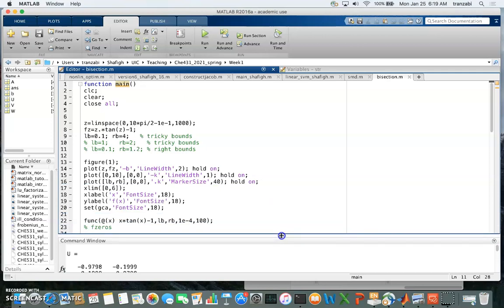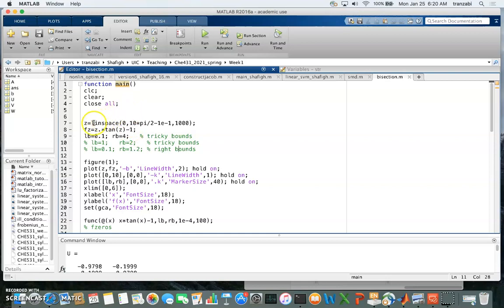Okay, so the script is very short. Let's say I want to find the root of z tan z minus 1. Before we begin, we need two guess values, and to do that, the best way is to plot the function and find the guess value.